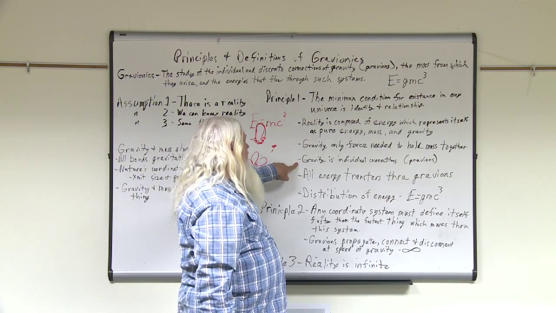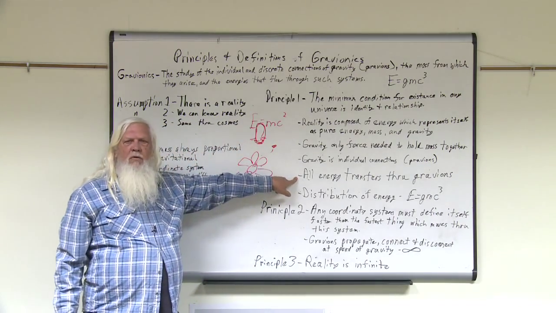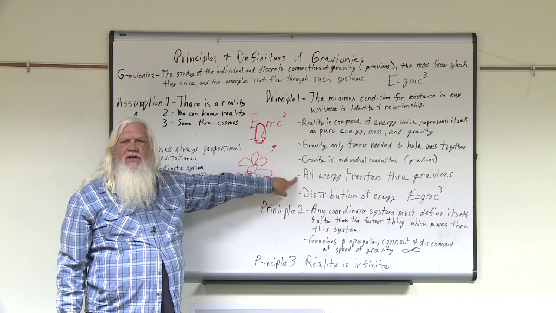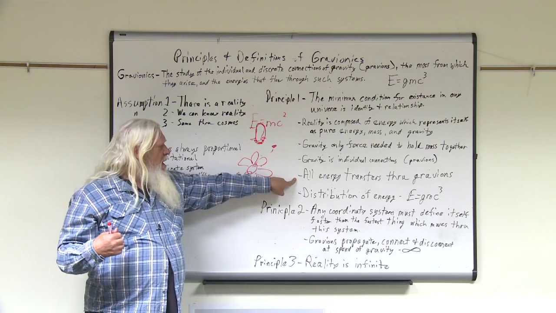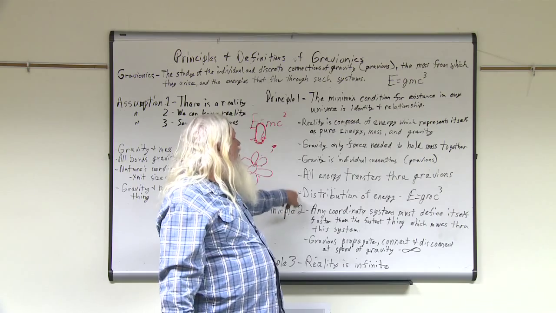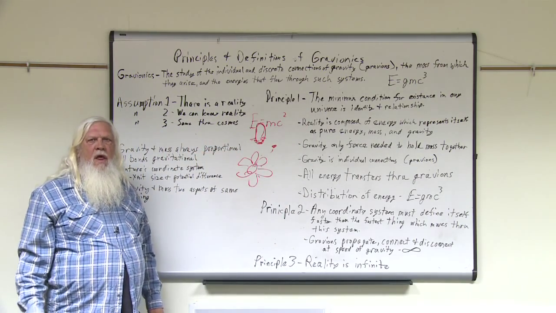So gravity is made of individual and discrete connections. I believe that all energies in the real world transfer to the connections of gravity. This would include all the radiation energies and also the spiritual energies that flow between human beings as they interact. And the distribution of energy, as we said before, is represented by the equation E = gmc³.